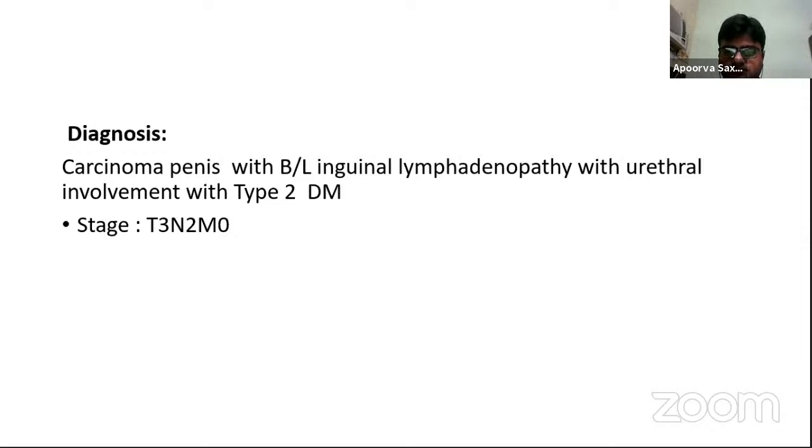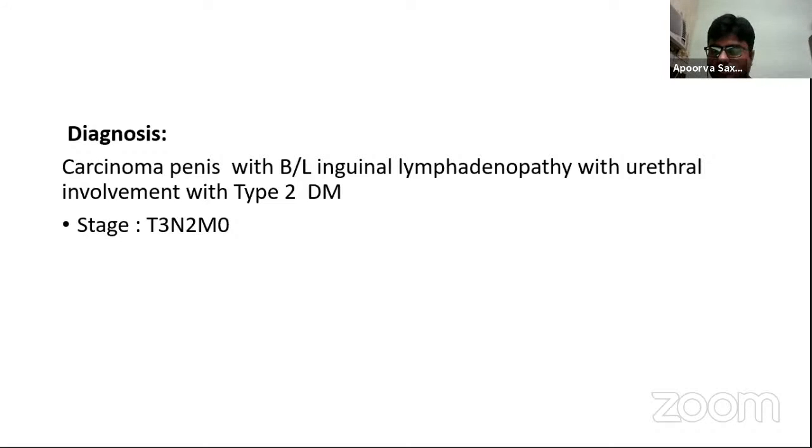Shadin sir? Okay, Dr. Apurva, nice presentation. Can you tell me the few causes of the penile ulcer other than neoplastic etiology, and why do you think this is a case of a malignancy?